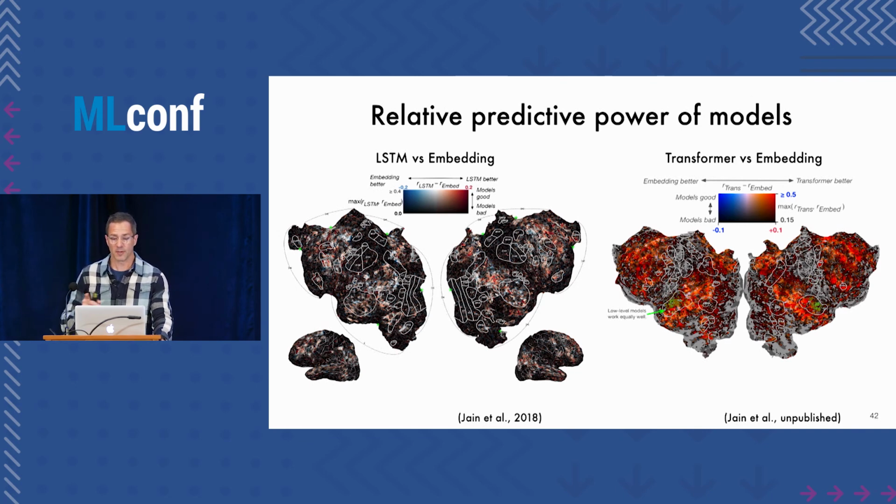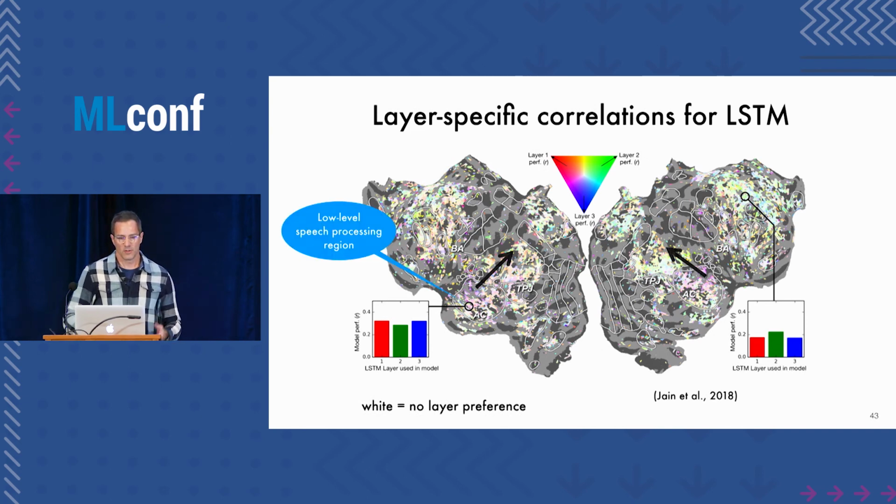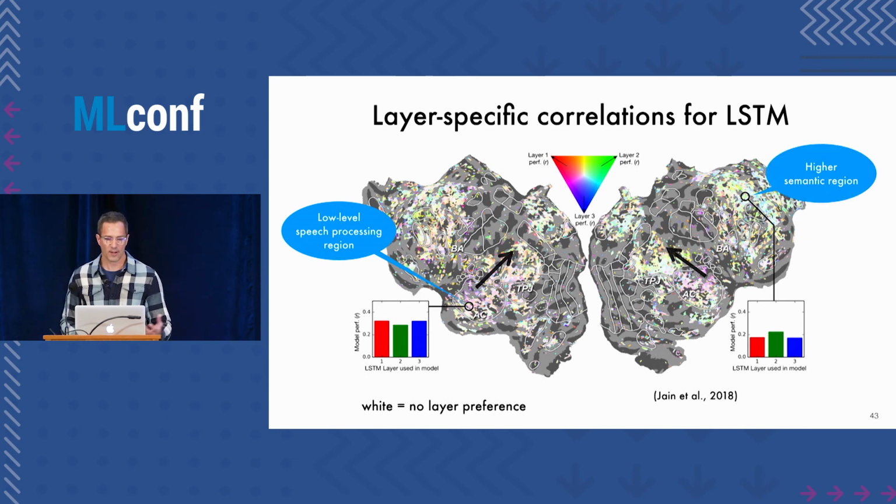The transformer is a completely different story. You can see that red means the big difference between the explained variance of the transformer versus the embedding model. And so you can see that just globally, it's a better model. It has more of a likeness to the brain. Also, if we look at whether certain layers in a multi-layer LSTM correlate to parts of the brain, white means no, and the answer is pretty much no. We can't map an LSTM layer to a part of the language pathway, whether it's a low-level processing region or the higher-level semantic region.